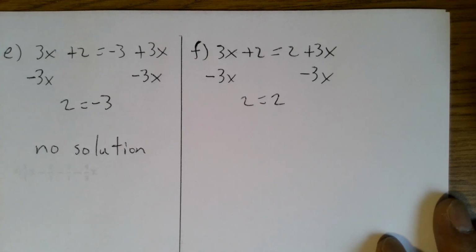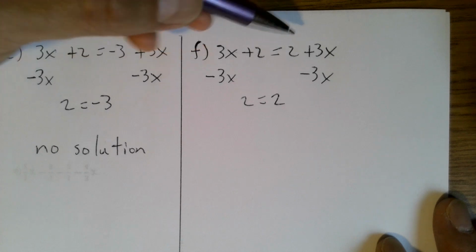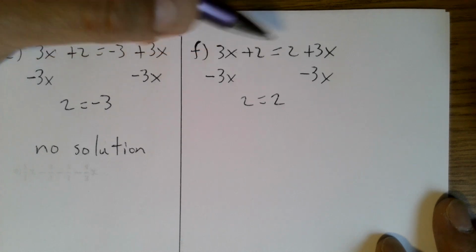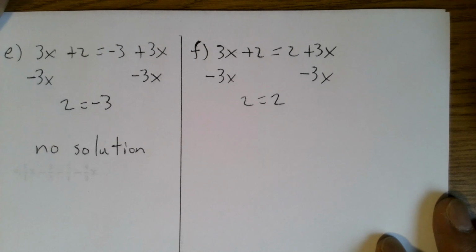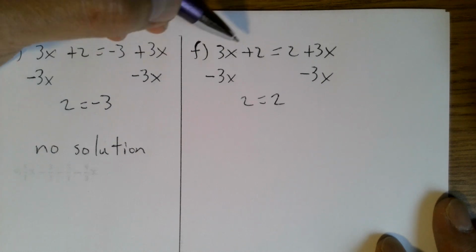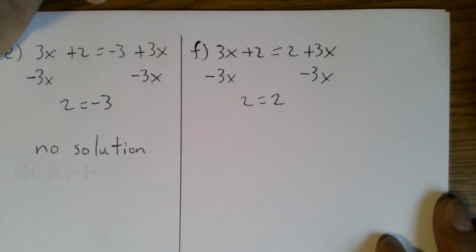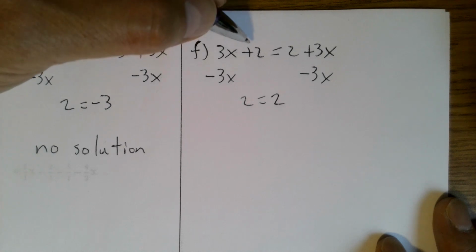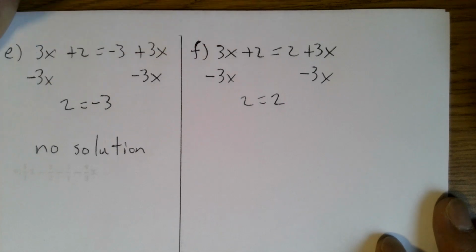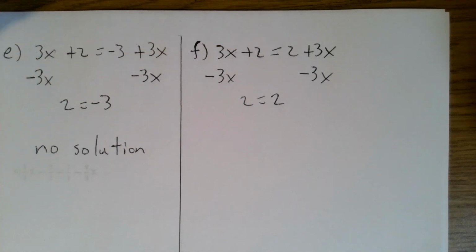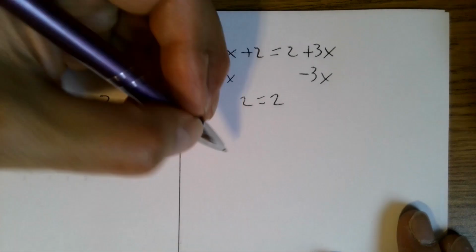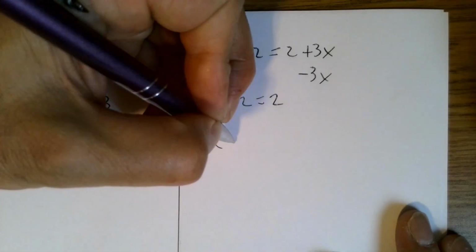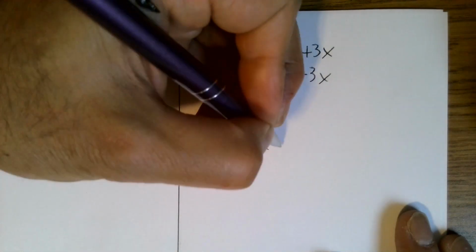And again, let's think about what happens if I put in different things for x here. So if I put in x equals 0, I'd get 2 equals 2. That's true. If I put in x equals 1, I'd get 5 equals 5. That's true. If I put in x equals 2, what's that going to be? 3 times 2 is 6, plus 2 is 8. I'd end up with 8 equals 8. That's true. So in this case, it doesn't matter what x is. It's always true. So in math, if we want to say x can be anything, we can say x is a real number.